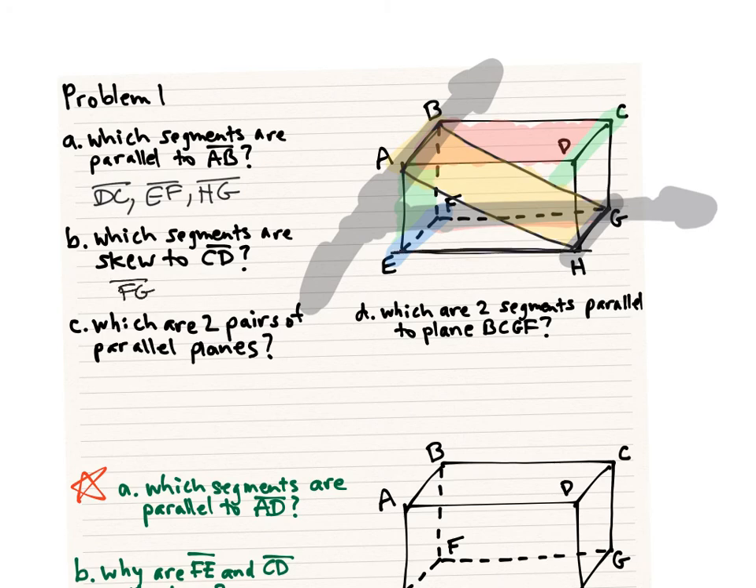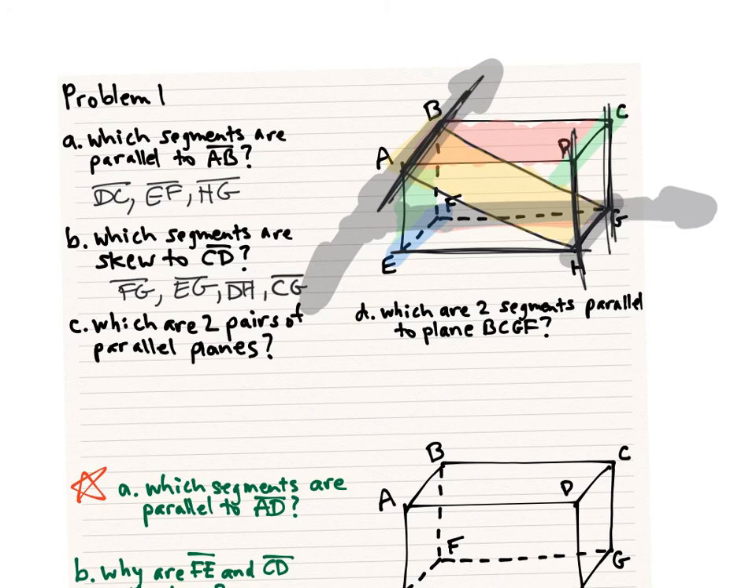Also EG is skew. DH and CG are also skew. They're just never going to touch this line, and they're not parallel to that line.